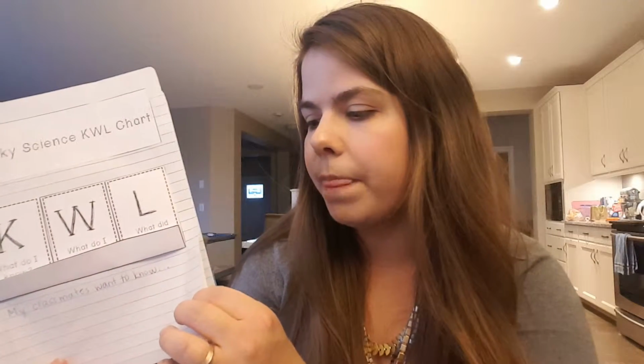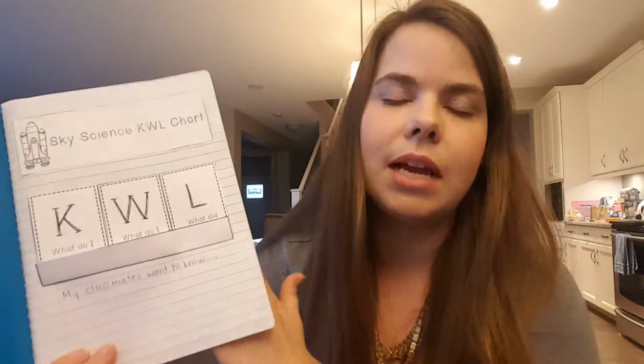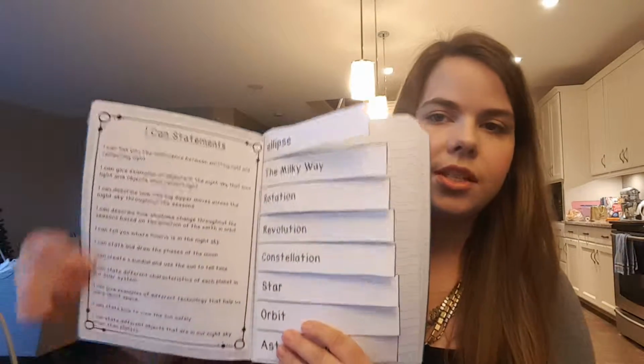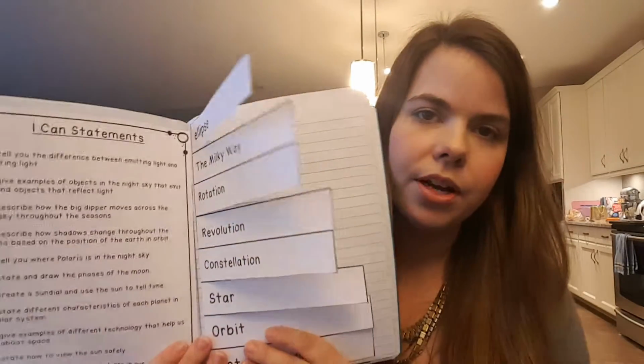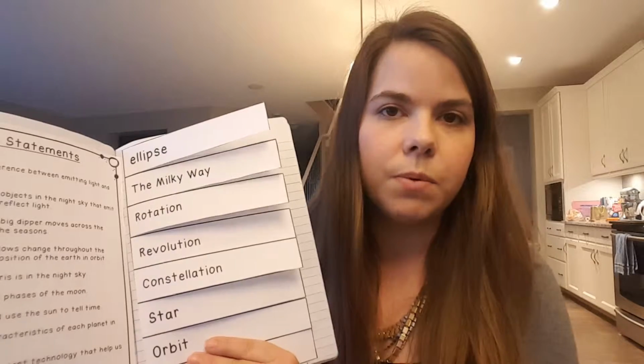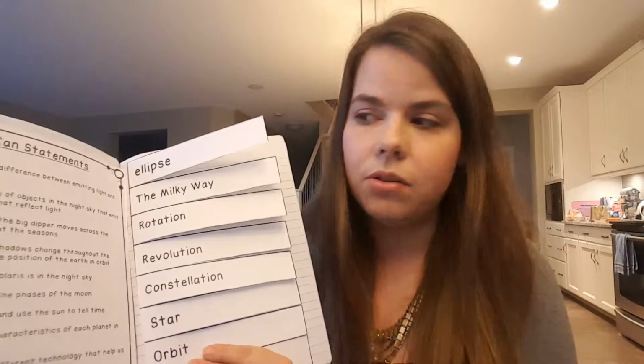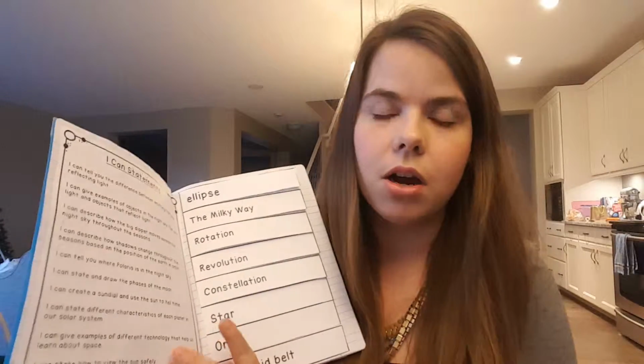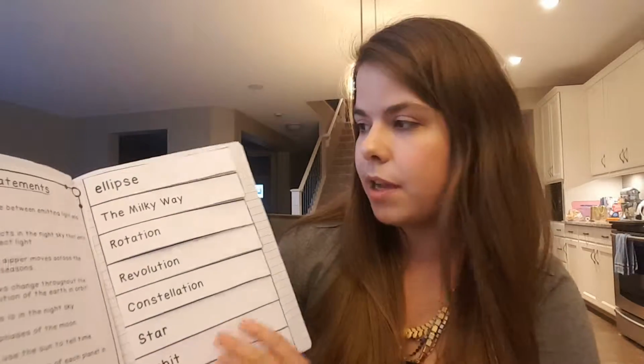There's also a space at the bottom here for you guys to get the kids to be thinking about other classmates' questions and to write down some really great ones that they had heard. The next page is just the I can statements, and I teach in Alberta, so this is based on the Alberta Programs of Study, but most of the stuff in here is pretty general, so if you're teaching a Sky Science unit, I hope that these I can statements are beneficial to your classroom as well.